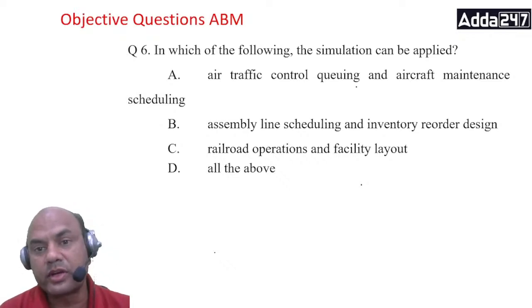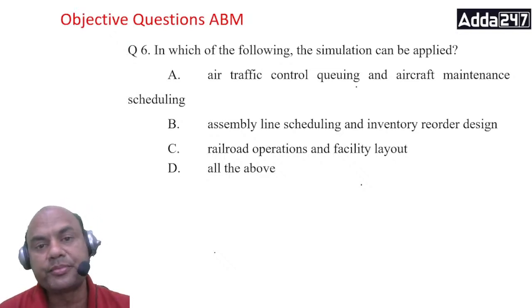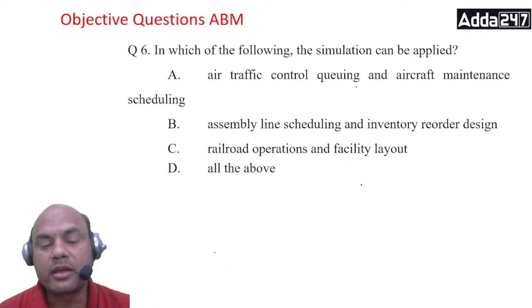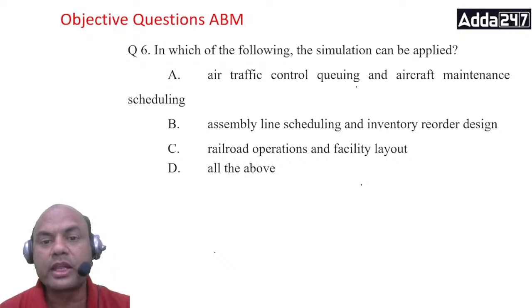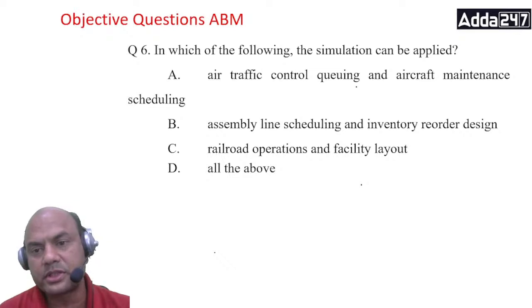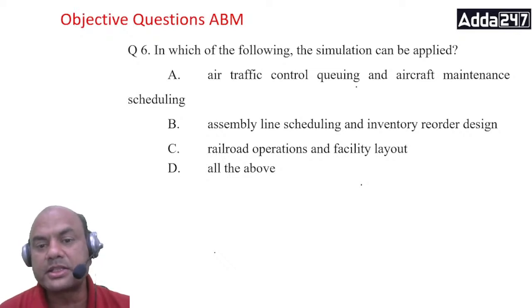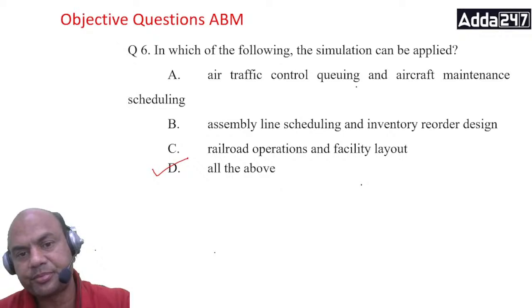Simulation means what? What did we study about simulation now? Simulation was basically mimicking the actual life situation in the form of a prototype. So where can you use this? You can use it in all of these: air traffic control, assembly line scheduling, railroad operations. So the answer is D, all of the above, right?